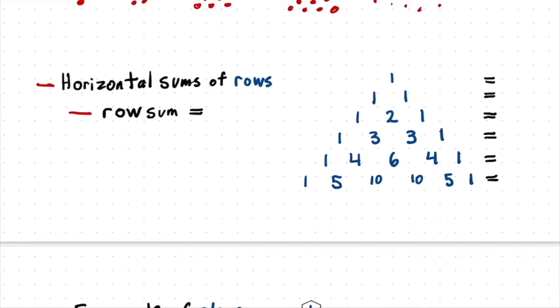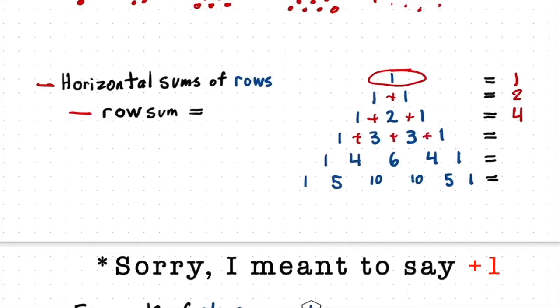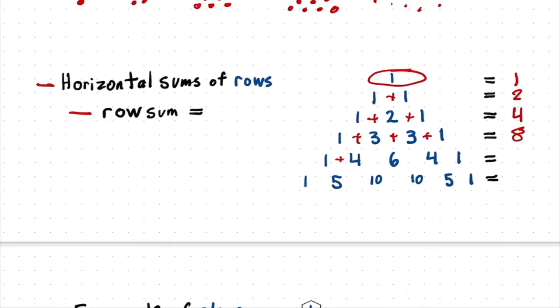So if we go through, 1: there are no other numbers to add here, so 1 just equals 1. The sum of this row right here is just 1. But the next row becomes 1 plus 1, which is 2. And then the next one is 1 plus 2 plus 1, which is 4. And 1 plus 3 is 4, plus 3 is 7, plus 1 is 8. And then the sum of this one becomes 16.